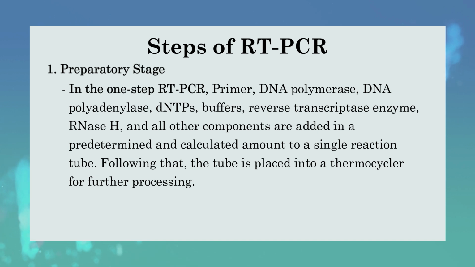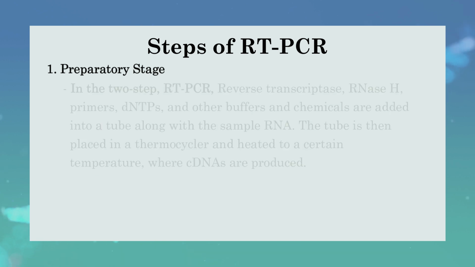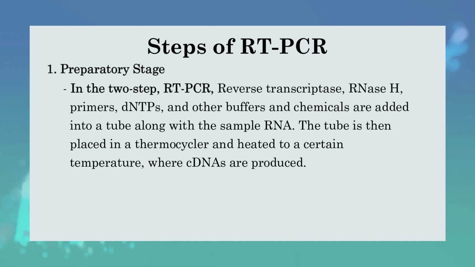In one-step RT-PCR, primer, DNA polymerase, DNA polyadenylase, dNTPs, buffers, reverse transcriptase enzyme, RNase H, and all other components are added in a predetermined and calculated amount to a single reaction tube. Following that, the tube is placed into a thermocycler for further processing.